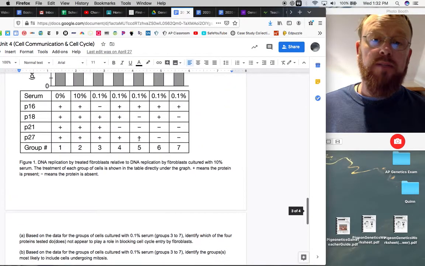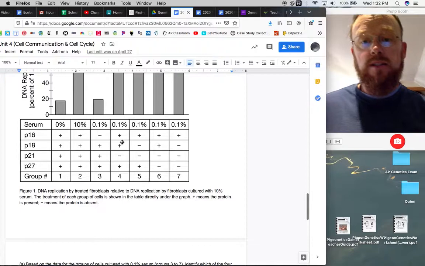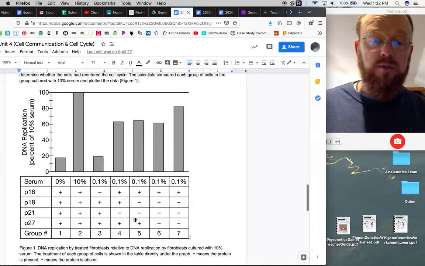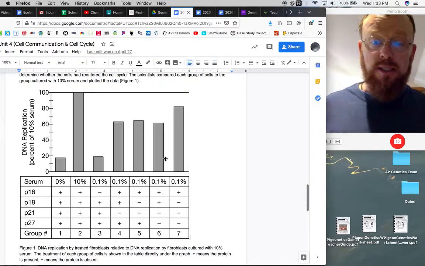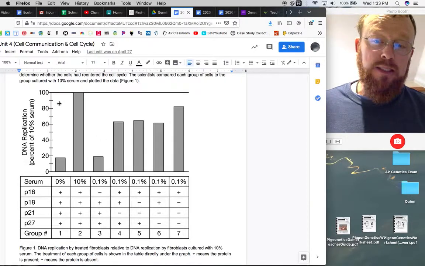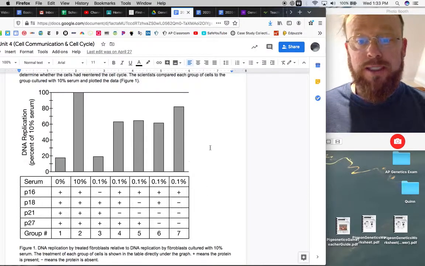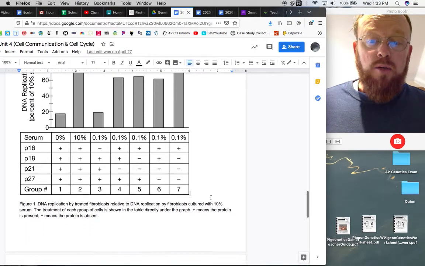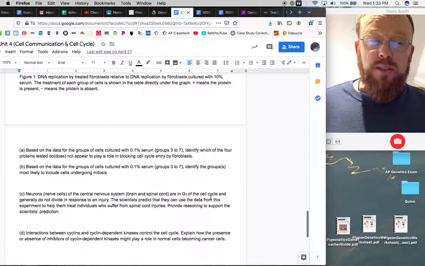cell cycle entry, meaning leaving G0 and entering the mitotic cycle, because these 4 experimental groups, 4, 5, 6, and 7, look like they've all entered the mitotic cycle based on the amount of DNA replication that's occurring, and P16 is present in every one of them. That's really the only consistency between those. So that's the logic used for A.